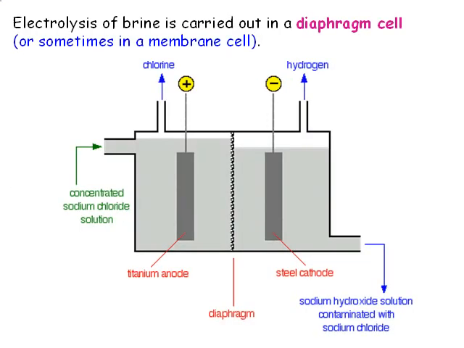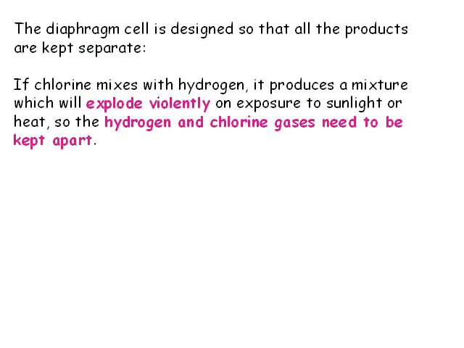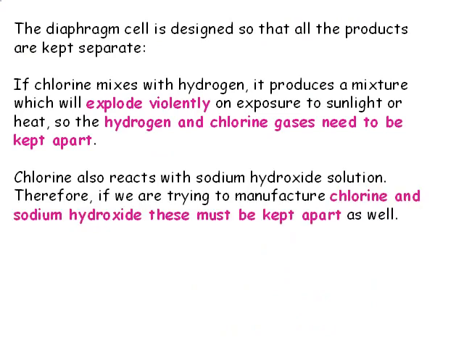In industry, a diaphragm cell or membrane cell is used to do the electrolysis. It is designed with a separator which keeps the three products separate. A mixture of chlorine and hydrogen gas would be potentially explosive, so these two products have to be kept apart. In addition, the chlorine can react with the sodium hydroxide solution if we don't keep them apart. This is actually the basis for making bleach.